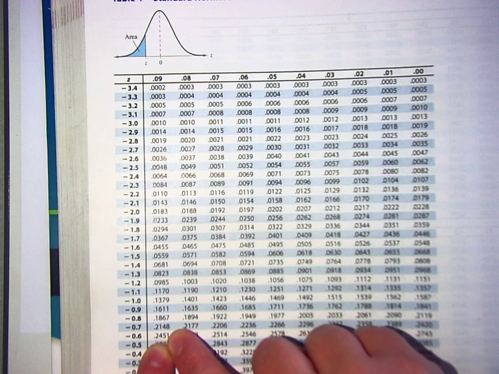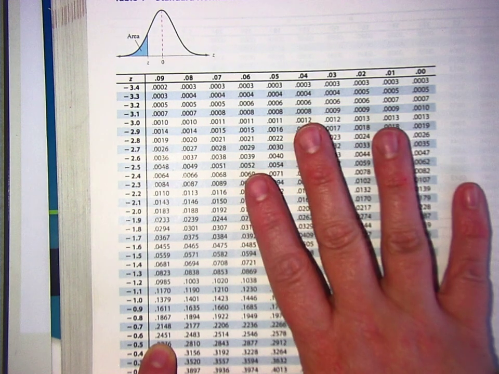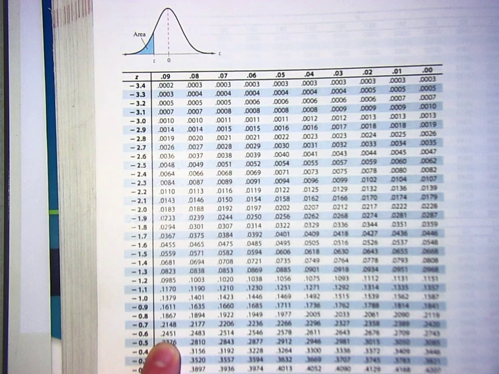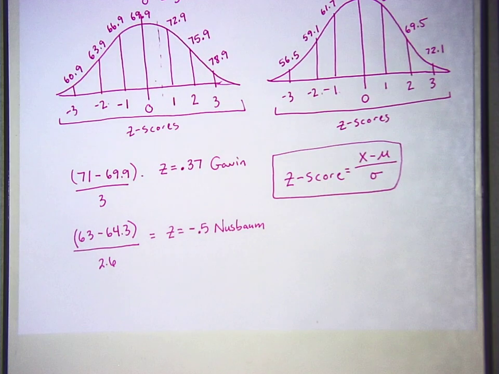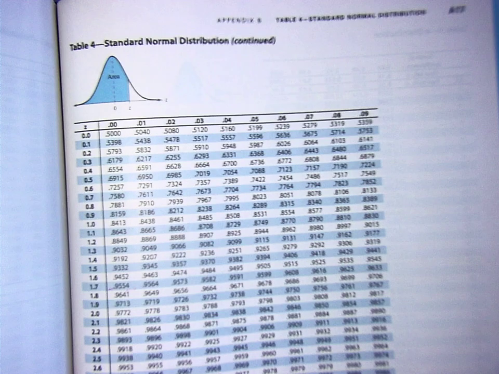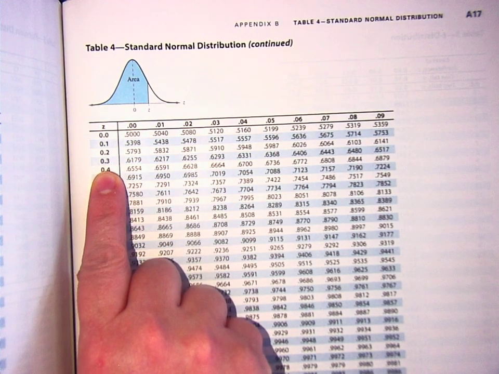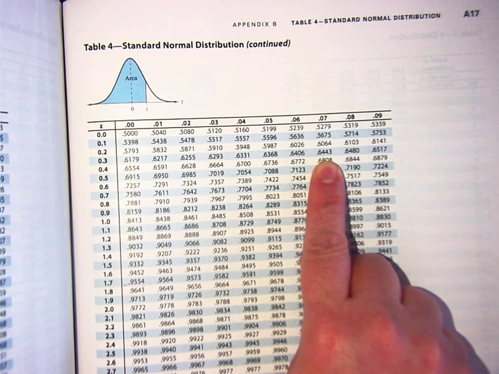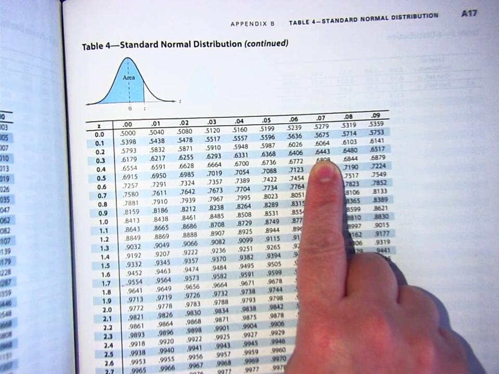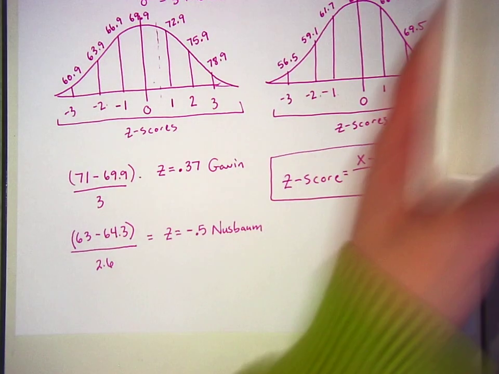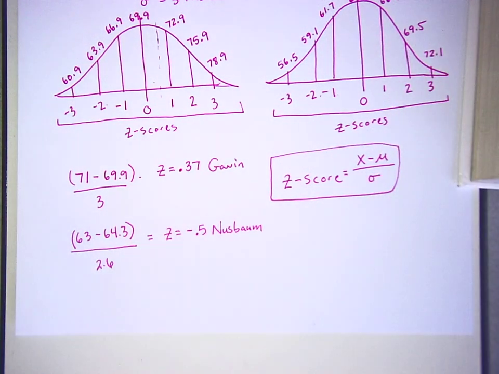So on the left are the negative numbers, and on the right side on A17 are the positive numbers. Let's try Gavin really quick. Gavin, what was your number again? 0.37. So I'm going to go on the positive side, to 0.3, and then over to 7. It looks like Gavin's in the 64th percentile for height. That means you're taller than average. What do you think the percentage is for 0? 50%, because 50 is above it and 50 is below it.